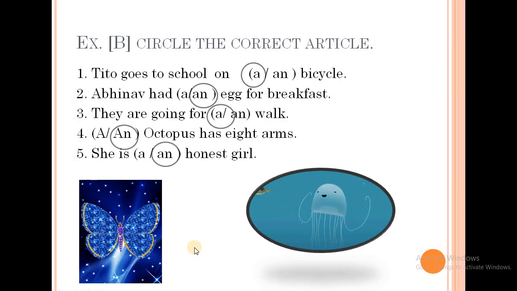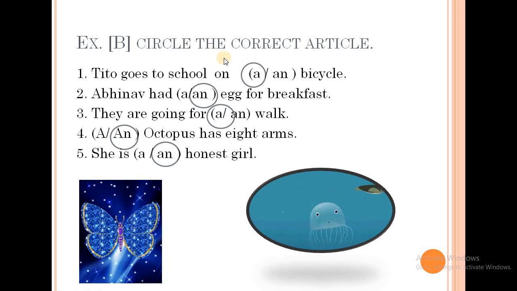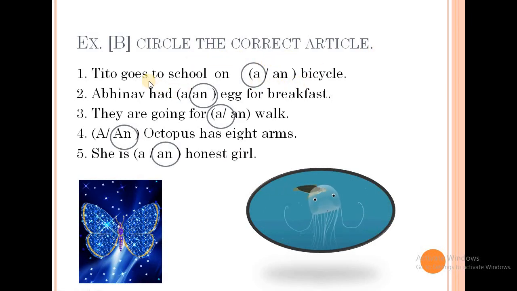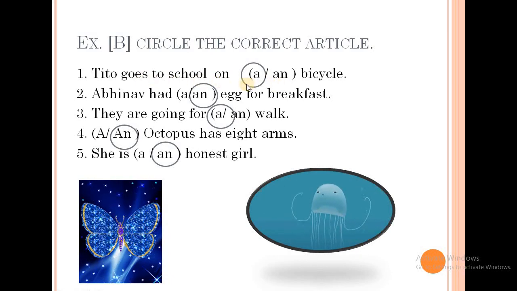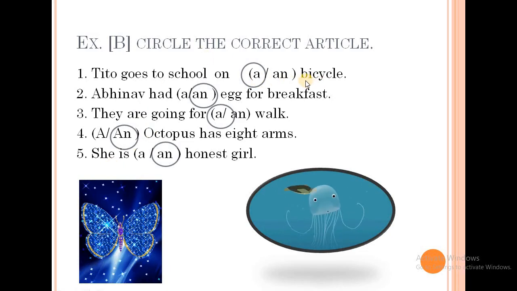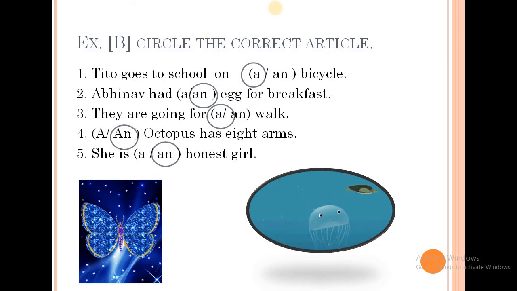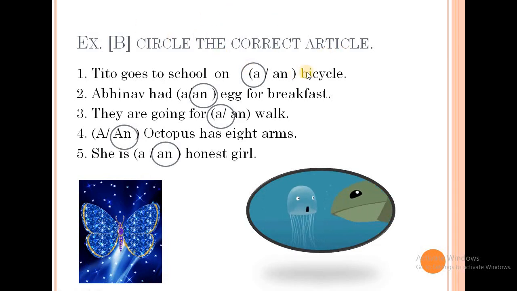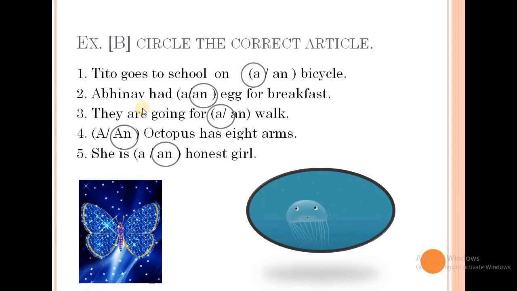Now, the next exercise is circle the correct article. Tito goes to school on blank bicycle. Here two articles are there, a and an. Bicycle starts with b, that is a consonant. So here we will write a bicycle. So put a circle around a.